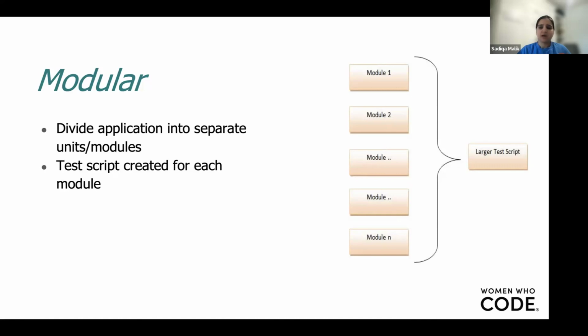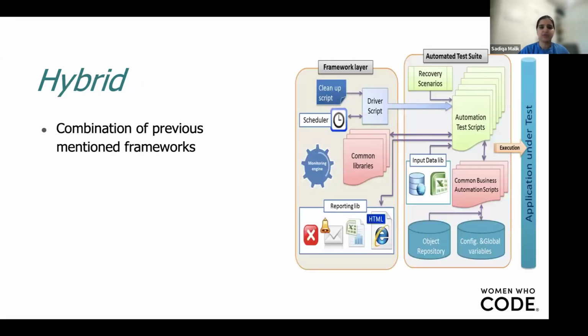But then again, on the plus side, because you can run tests for your individual modules, if there is a change done in suppose module one here, so you could run all the tests for module one and verify that module one is working as expected. So this is modular framework where you're going to divide your application into smaller parts and then develop automation scripts for it. So moving on, we have hybrid framework.